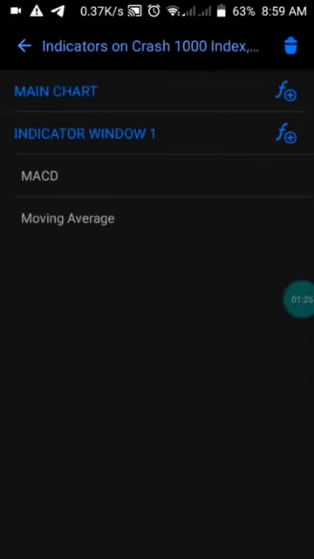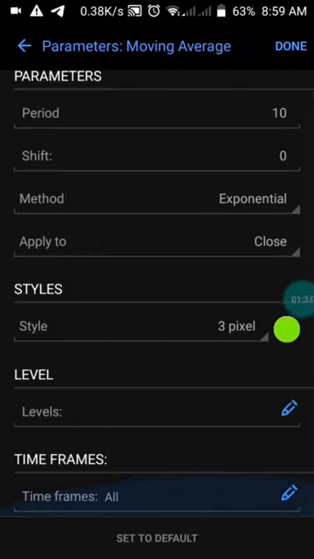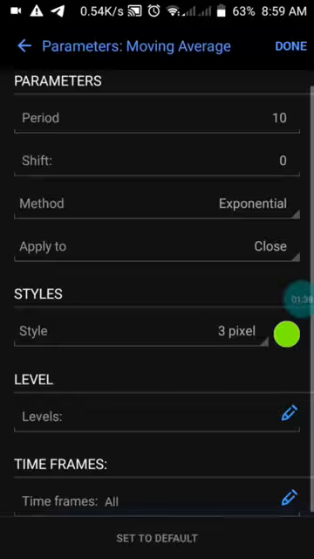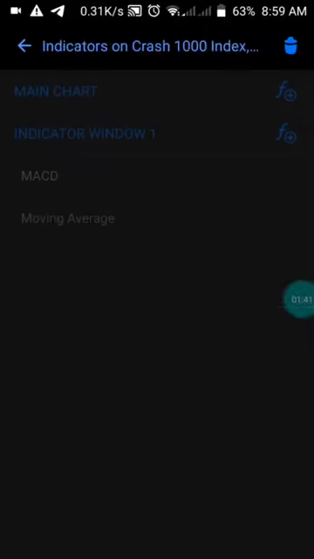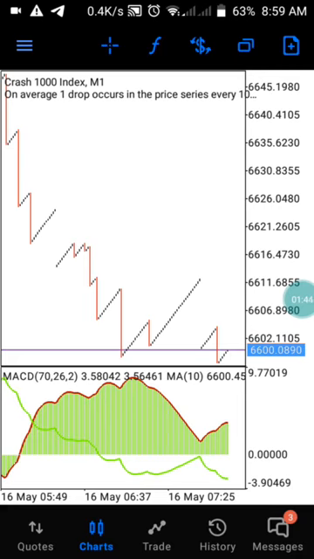So we have the second moving average, the moving average of period 10. We have the shift of 0. We have the method to be exponential. We have apply to close, and we have green as our color here. Then we don't have any level here. Then that is done. So with these two indicators now, you can trade with it successfully.